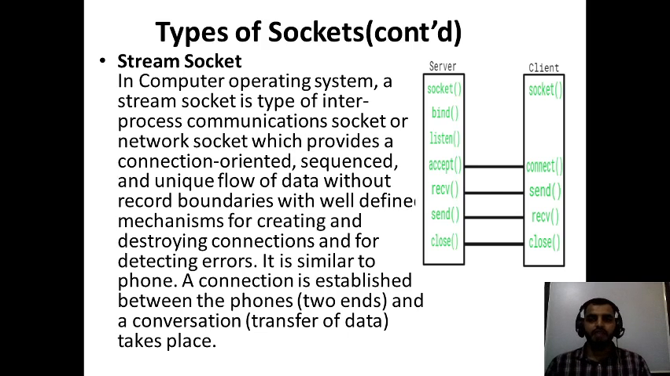This means it has some particular path, it follows some particular set of rules so that no packet is lost in between, and no breach is done in between. And also it is a type of inter-process communication. Now what do you mean by inter-process communication? If you have come across the operating system, if you have studied the subject called operating system, you studied about inter-process communication.